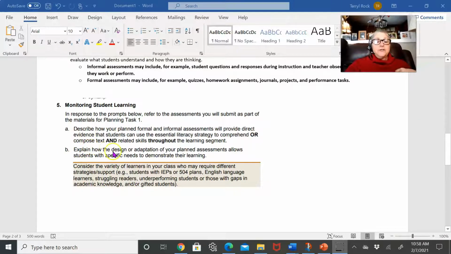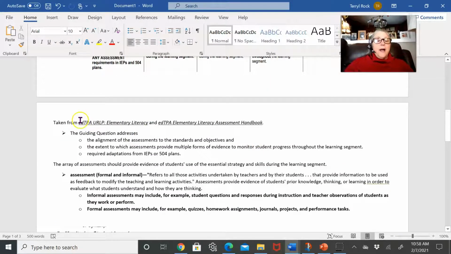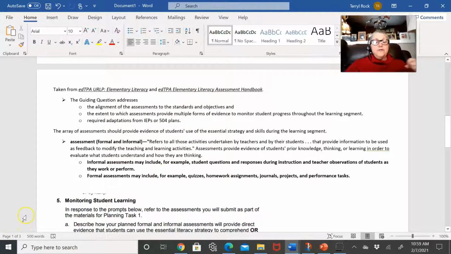And the other thing is for you to describe or explain how the design or adaptations of your assessments allow students with specific needs to demonstrate their learning. So the major basic, this comes from the URLP, the Understanding Rubric Level Progressions. So the guiding question here has to do with the alignment of the assessments to the standards and objectives and the extent to which assessments provide multiple forms of evidence to monitor student progress throughout the learning segment. So not just at the end. Spoiler alert. You can't just give assessment at the end. And then required adaptations in the IEP and 504 plans that you have for your students. So obviously, did you follow them is the question.